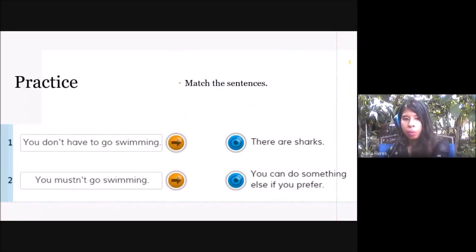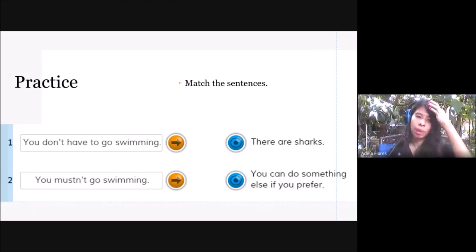Now, we're going to check here in the practice these two sentences. We have you don't have to go swimming and you must not go swimming. Vamos a ver cuál sería la continuación de la oración. Siempre tratando de recordar el significado de cada expresión, the don't have to y the mustn't.